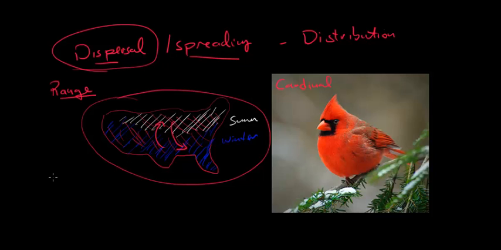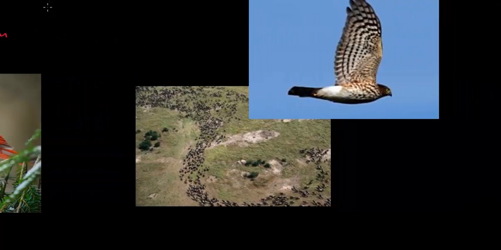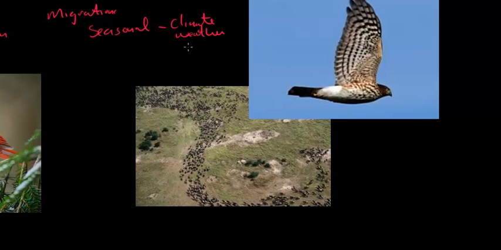Now let's talk about how this differs from migration. Migration is a seasonal movement. So many birds move south for the wintertime. The cardinal used to do that. And it's often for climate or weather, like cold winter, but it's also for other seasonal changes.